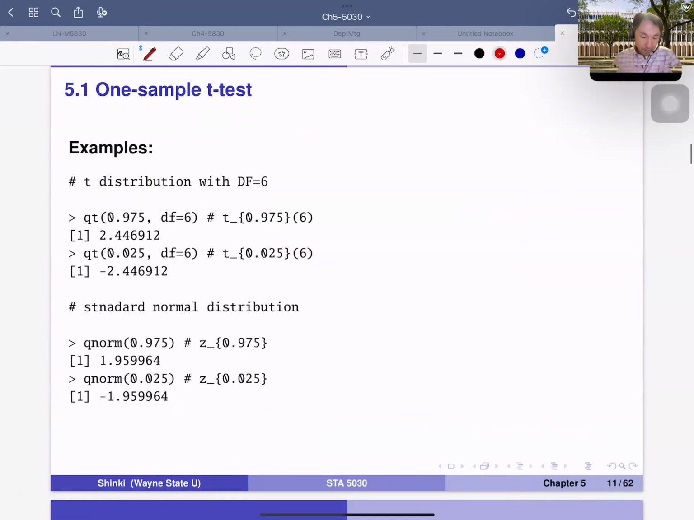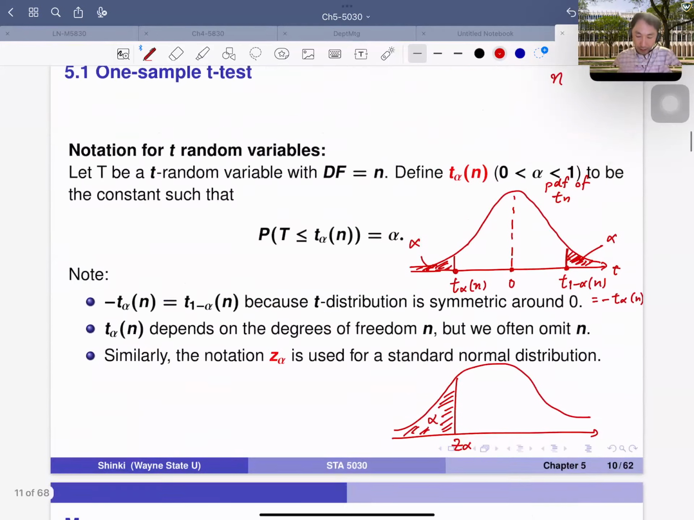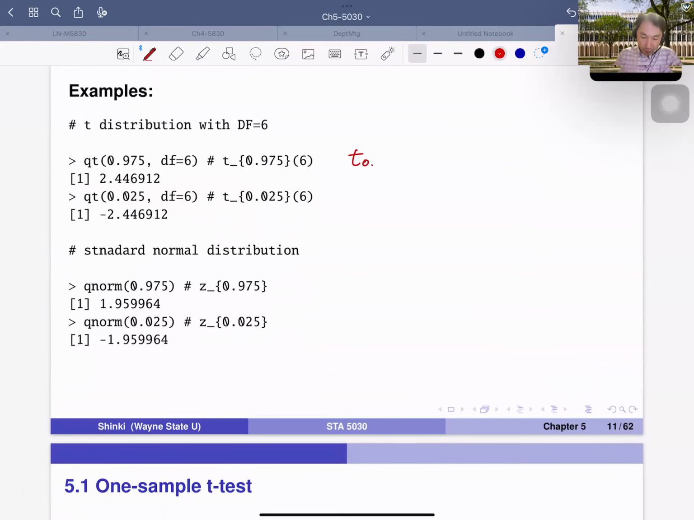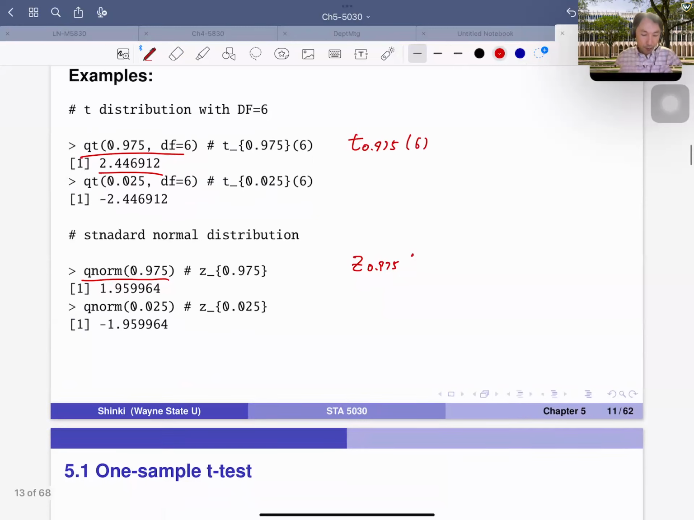Okay, so there are several examples. So this is t sub 0.975 of 6. This is calculated by this, and it is 2.446. And the Z sub 0.975 is equal to qnorm of 0.975. That is approximately 1.96.